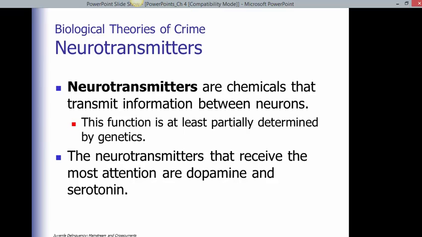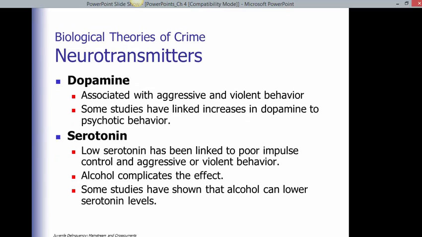Neurotransmitters. Neurotransmitters are chemicals that transmit information between neurons. This function is at least partially determined by genetics. The neurotransmitters that receive the most attention are dopamine and serotonin. Dopamine is associated with aggressive and violent behavior, and some studies have linked increases in dopamine to psychotic behavior. Serotonin has been linked to poor impulse control in low levels and to aggressive or violent behavior. Alcohol complicates the effect, and some studies have shown that alcohol can lower serotonin levels.